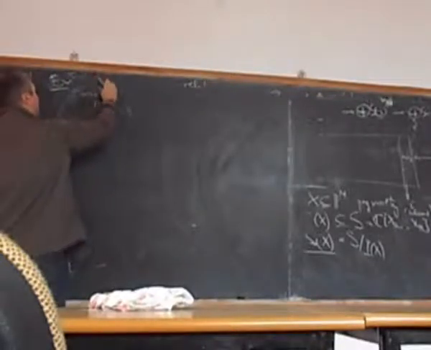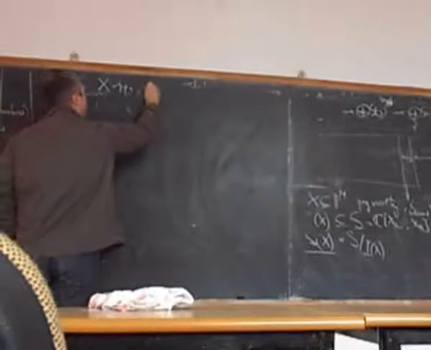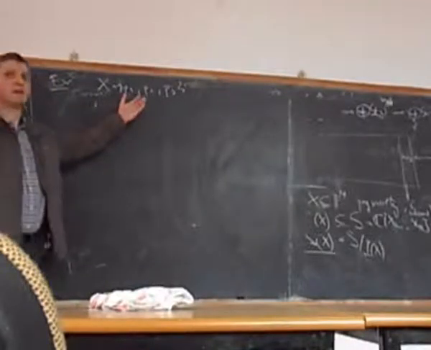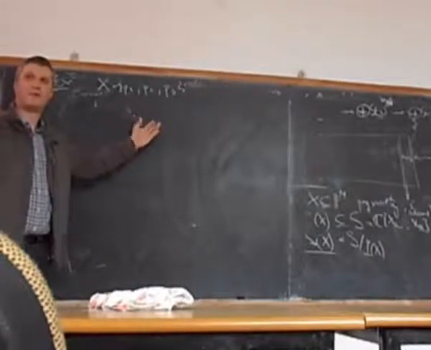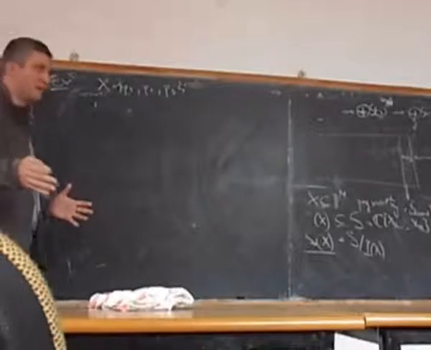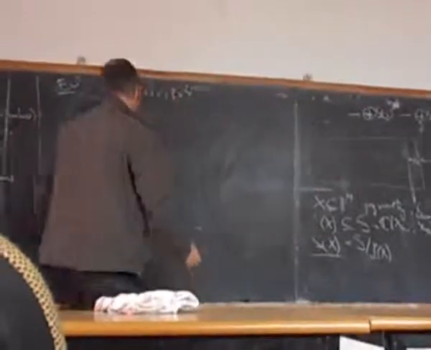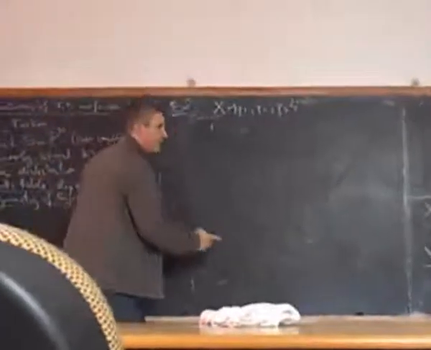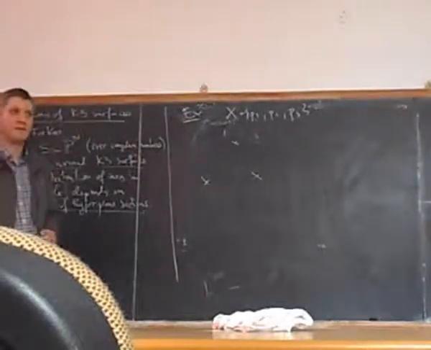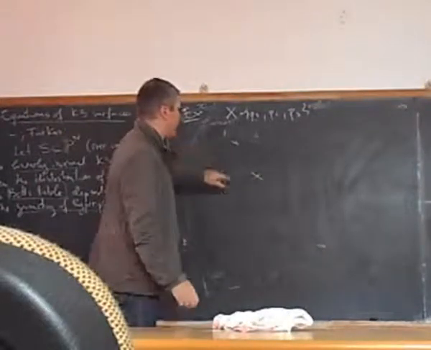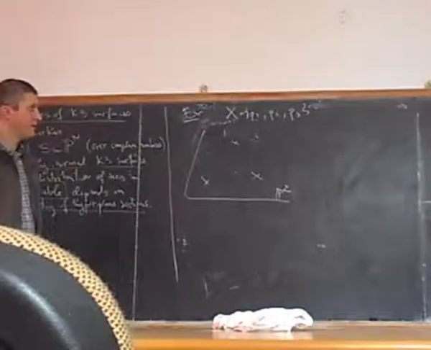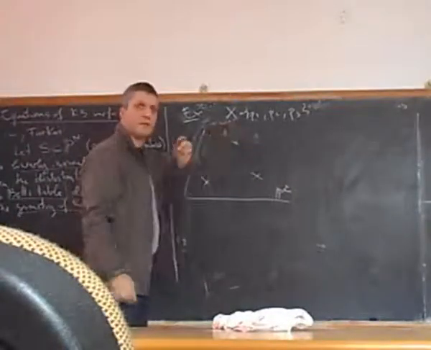My example would be X is p1, p2, p3. So 3 points. But seen in an abstract way, 3 points are just 3 points, whatever we do. But if we embed these 3 points in a projective plane, then we might have some surprises. Because these 3 points in a plane can have different positions, like they can be in general position. So this is P2, and we have our 3 points. What are the equations of these 3 points?